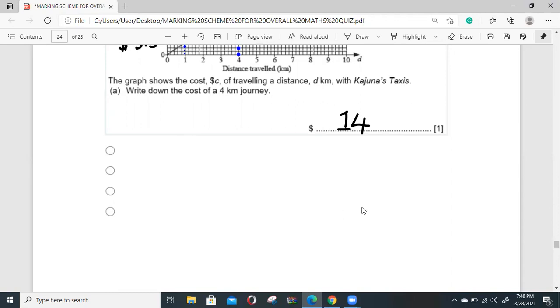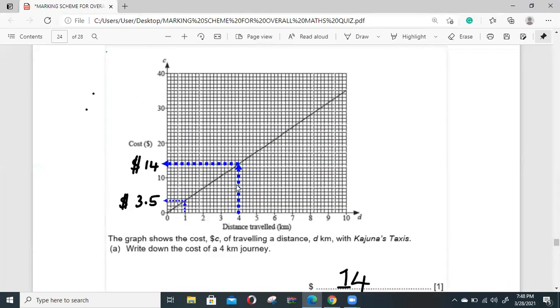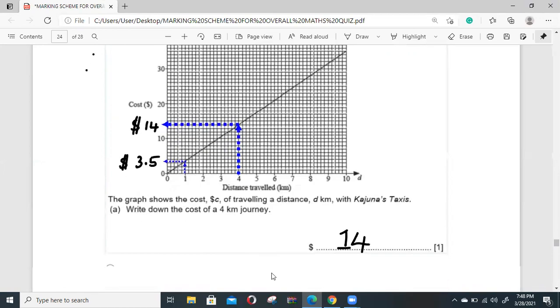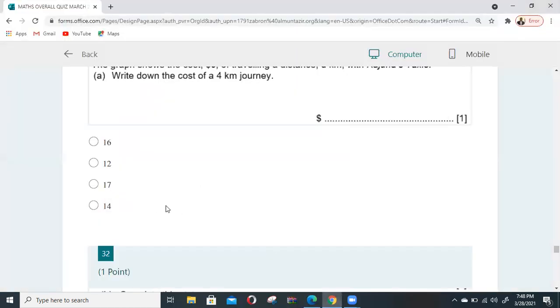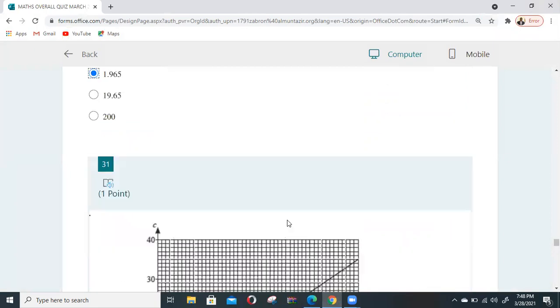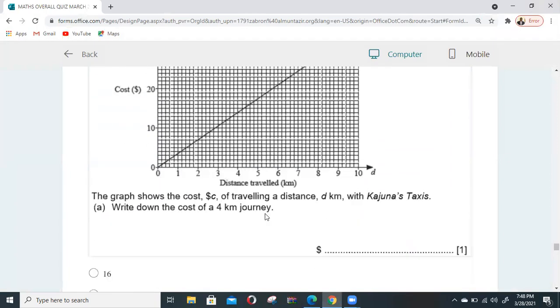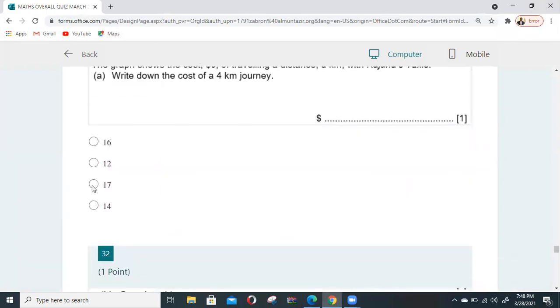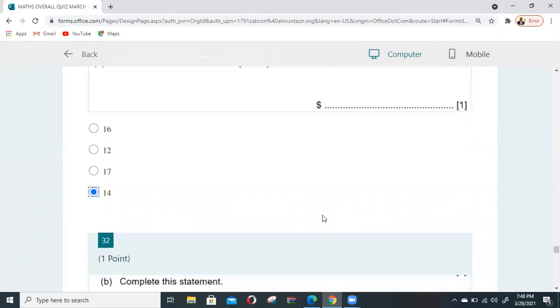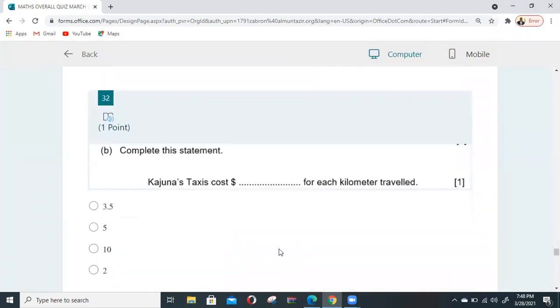All right, so there we go. The answer for a distance of 4 kilometers, the cost for 4 kilometers is $14. So go ahead and choose $14. Do you have $14 here? Yes, we do. Choose that $14, and then you go to the next question.